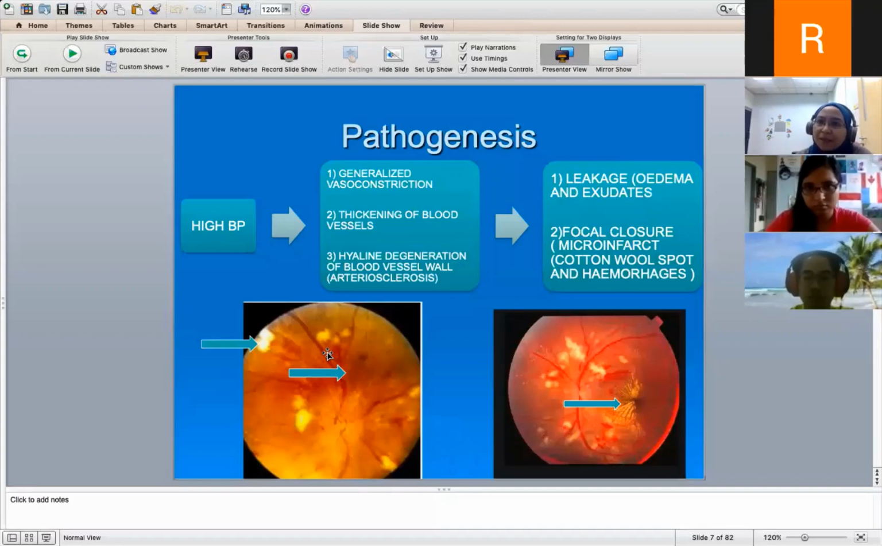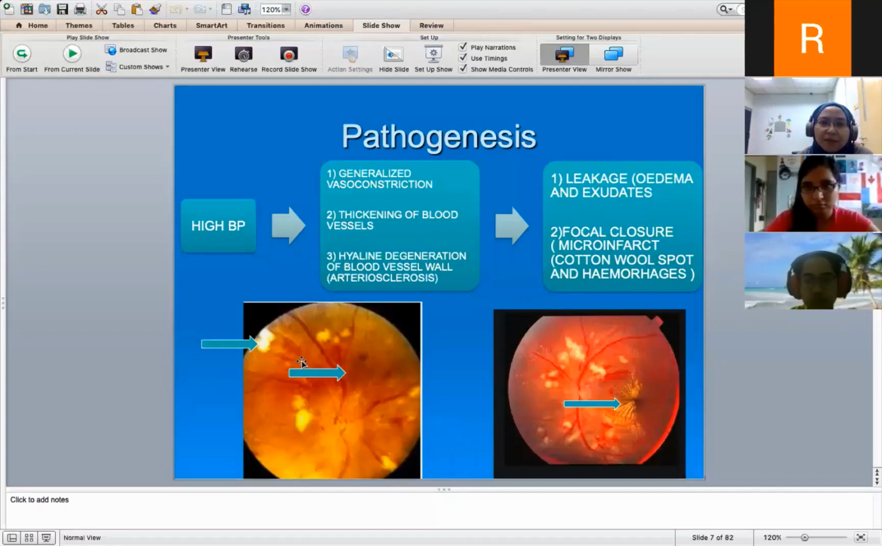Hypertension changes occur in a superficial layer of your retina. Diabetic changes occur at the outer plexiform, a very deep layer. So when you see a diabetic patient, you don't see cotton wool spot, right? You see a lot of dark blot. You don't see cotton wool spot because cotton wool spot is the micro infarct of the nerve fiber layer.